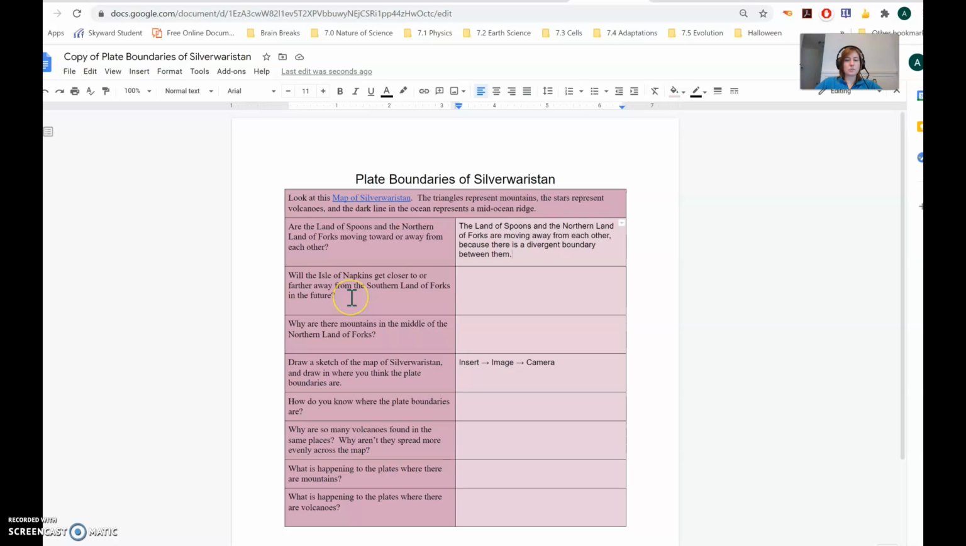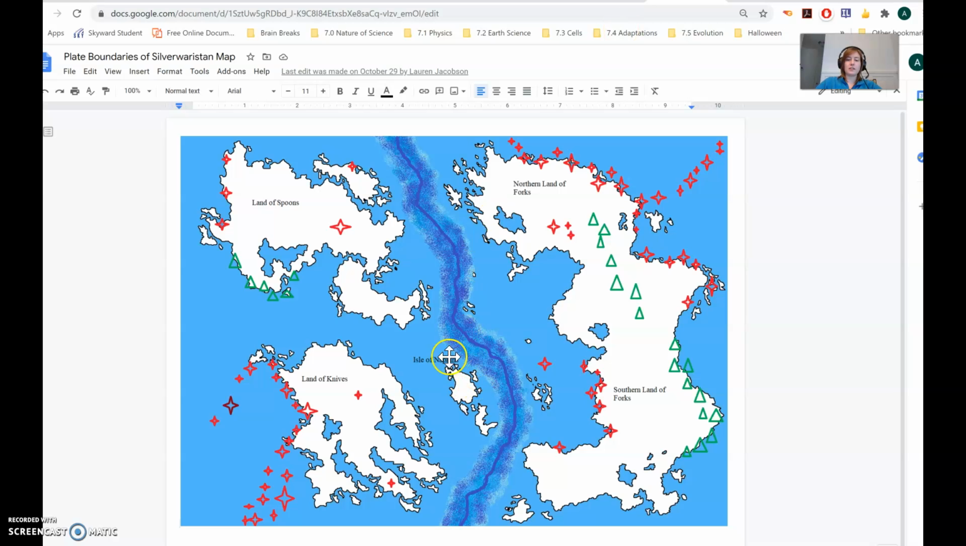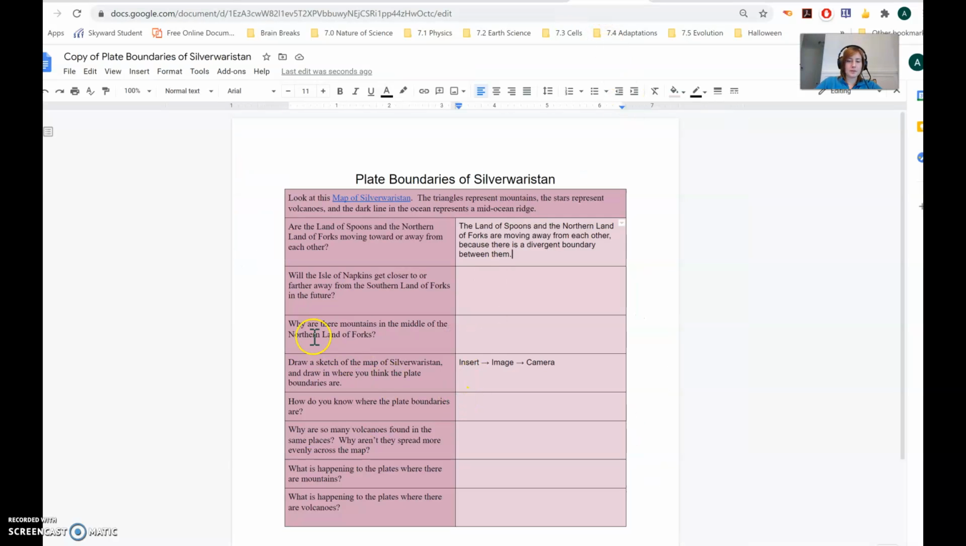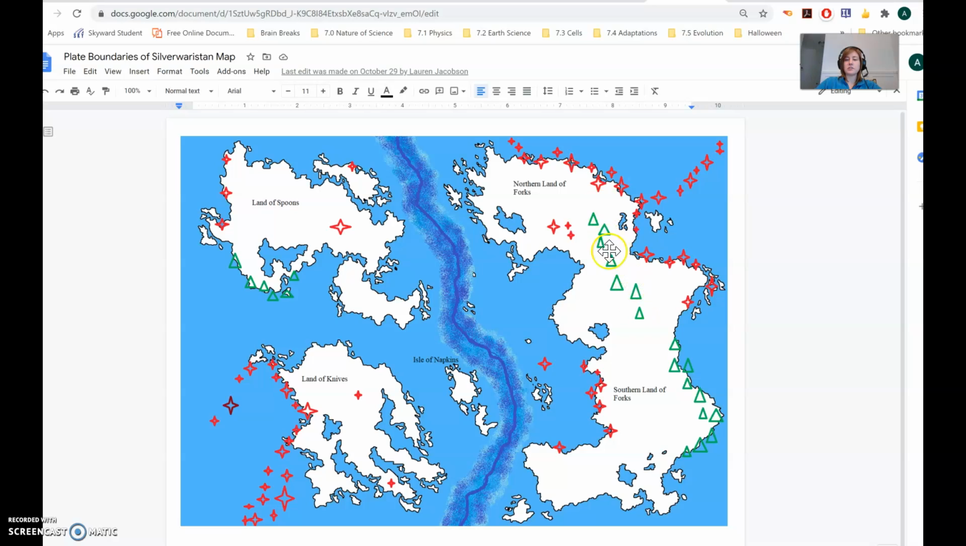The next question is, will the Isle of Napkins get closer to or farther away from the southern land of forks in the future? We've got the Isle of Napkins right here and the southern land of forks right here. I'll let you go ahead and answer that one on your own. Next, why are there mountains in the middle of the northern land of forks? So they're talking about these mountains right here in the middle of the northern land of forks.